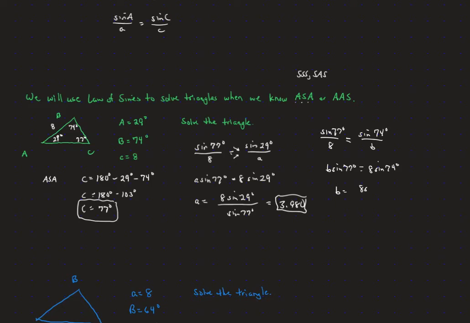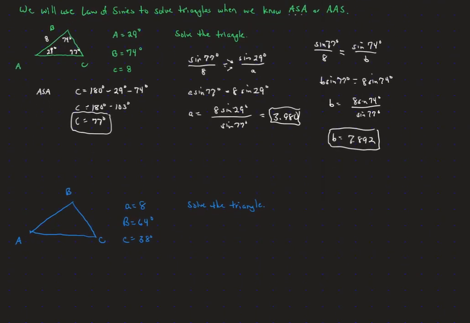and solving for B, we'll get 8 sine of 74 degrees divided by sine of 77, and I'm going to go to my calculator again and go 8 sine of 74 divided by sine of 77, and that's going to be 7.892, and we have successfully solved the triangle. We found, given the two angles on the side, we found the other angle and the other two sides using law of sines. So let's look at another one.